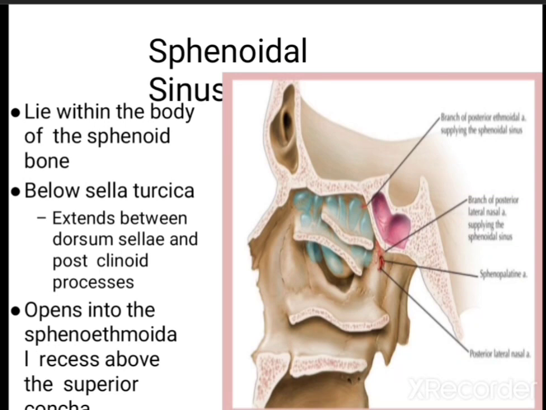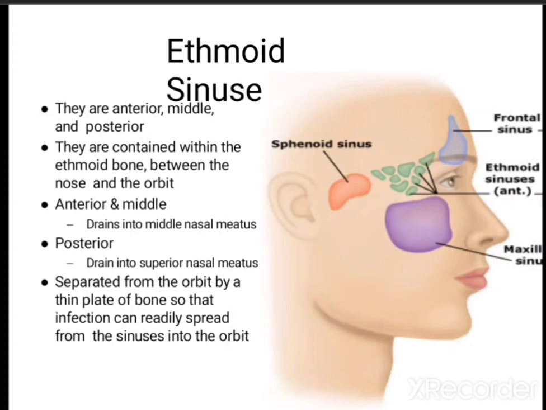And this is the sphenoid sinus. It is highlighted with pink color. This is the sinus which is located in the sphenoid bone. It is below the sella turcica. Sella turcica is the depressed area in the sphenoid bone. It extends between the dorsum sellae and the posterior clinoid process. These are the boundaries of the sella turcica. The sinus opens into the sphenoethmoidal recess above the superior concha.